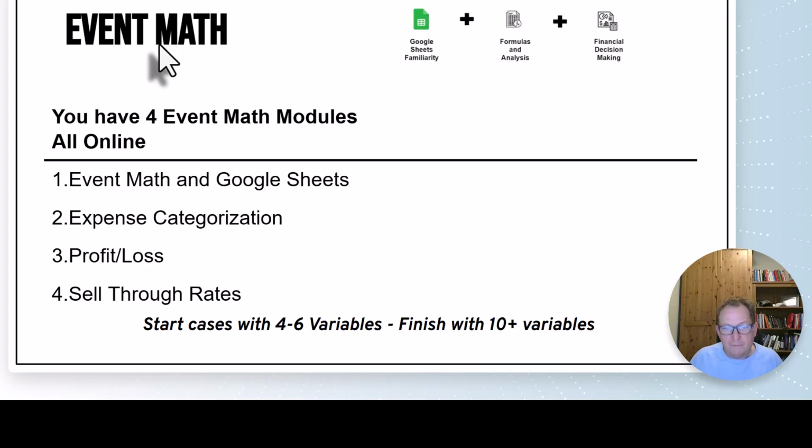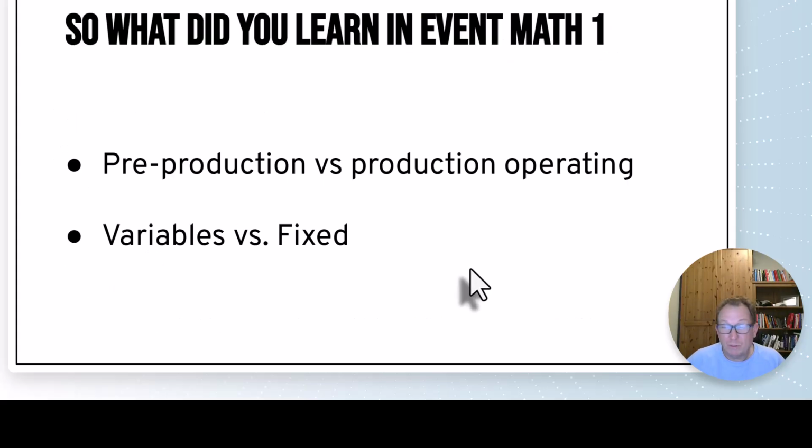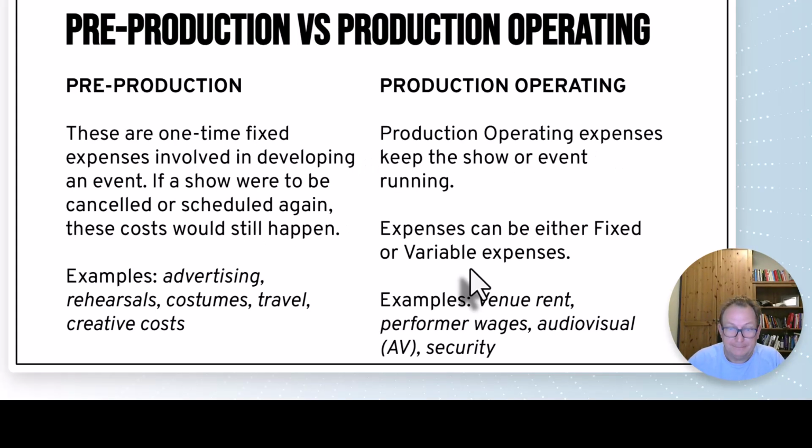In the past, you've done Event Math in Google Sheets as an introduction. This session is about Event Math 2 and specifically event expense categorization. So what did you learn in Event Math 1? You learned this thing called pre-production expenses and production operating, as well as the difference between variable and fixed expenses.